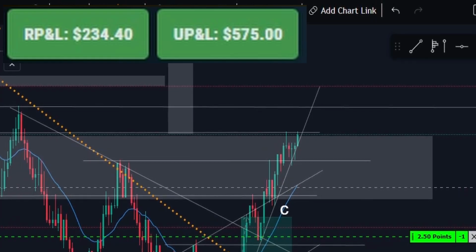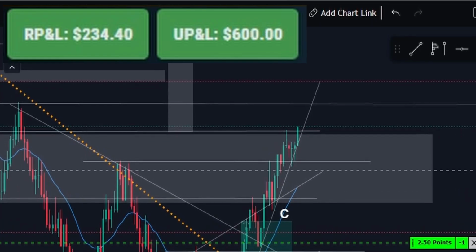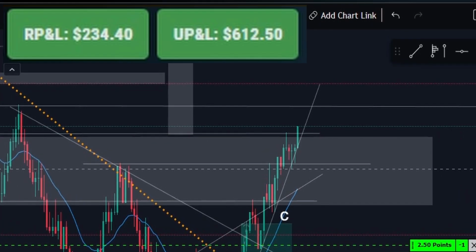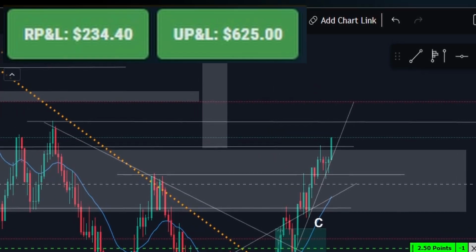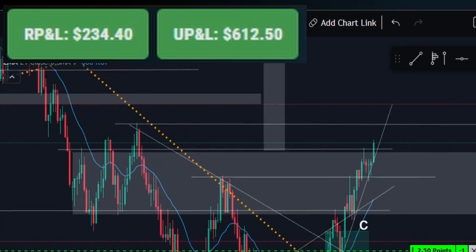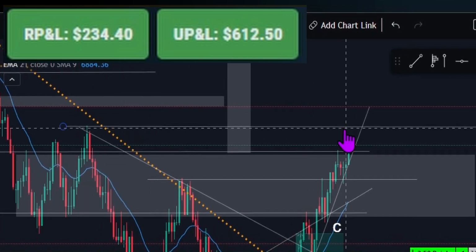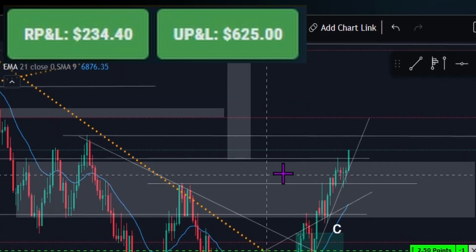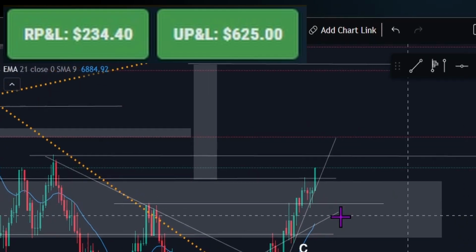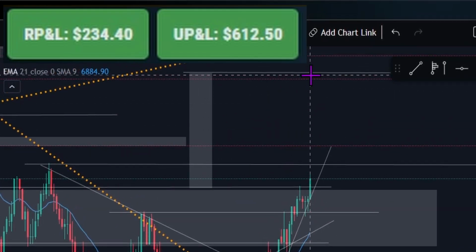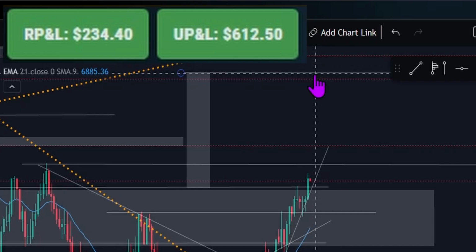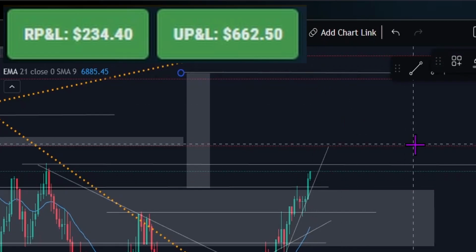Yes, exactly. So now we have 600 and this is gonna explode upward. So let's see what happens at this trap level. But I think this is a kind of range, and if this is a range, this is gonna rotate to the end of the oscillation, which is this level here. So let's see.